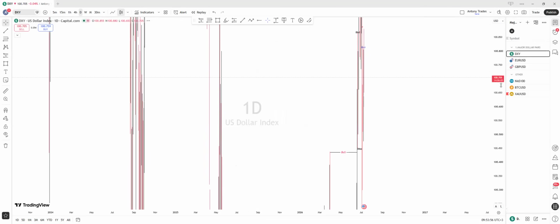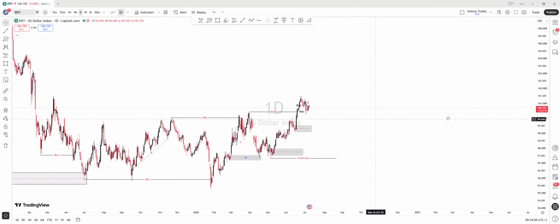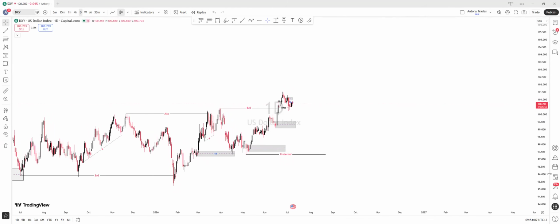So we want to confirm this analysis that we have done on Euro USD, whether it is aligning with what is happening on the DXY. So looking at the DXY, we have this break of structure here from the daily time frame. Okay, we have a bullish break of structure.